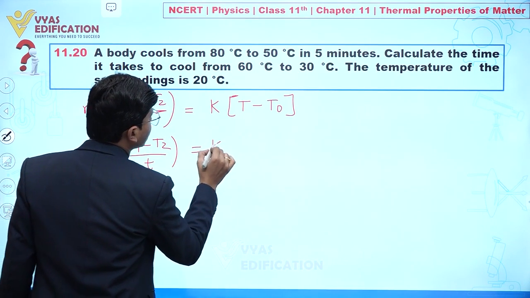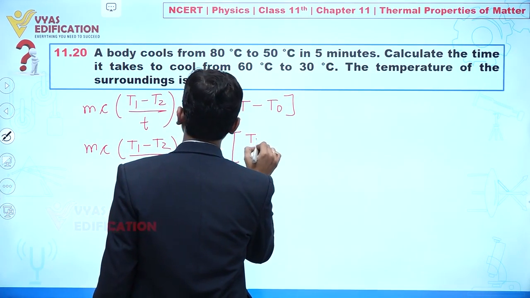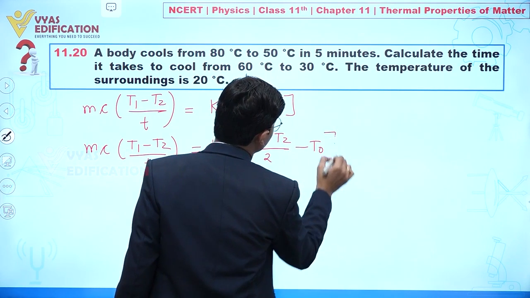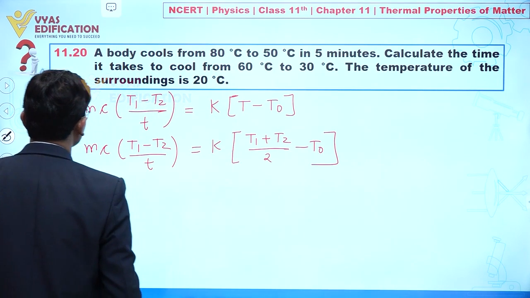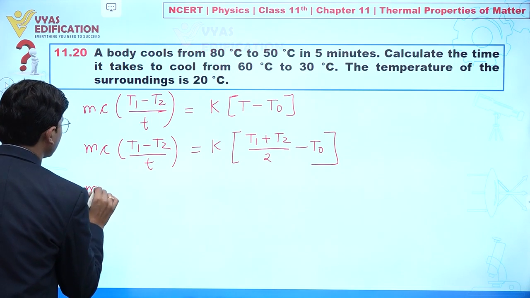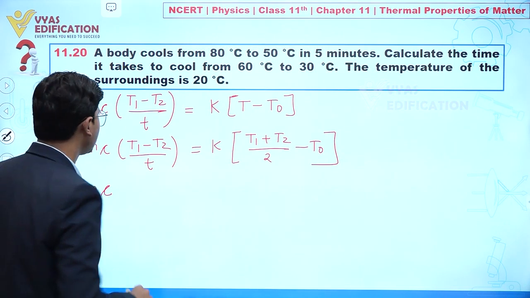should be equal to K times T, where T is the average temperature, which we can say is (T1 plus T2) divided by 2 minus T naught. Clear? So according to the given question, the mass of the body is m, and the specific heat, let's suppose, is C.